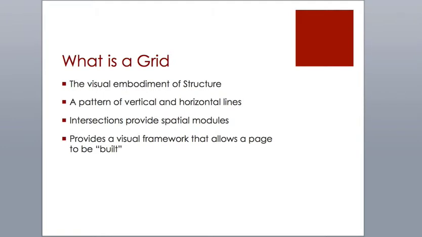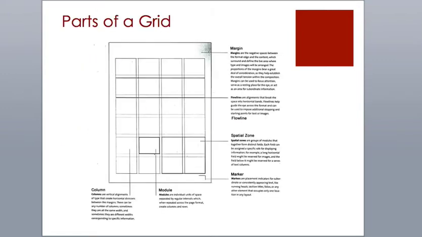So it's the visual embodiment of structure. It's basically a grid of horizontal and vertical lines, and the intersections provide spatial modules where we put stuff. And it also provides a visual framework that allows us to actually build the pages. So this is what the parts of a grid are. So for example, here we've got margins, right? So margins run around the outside edge of the document.